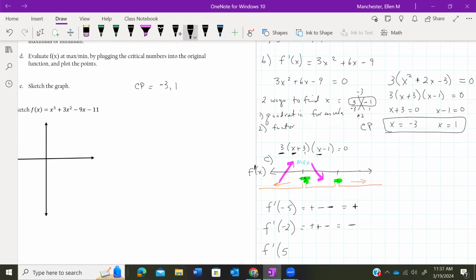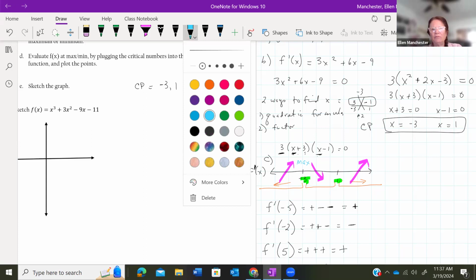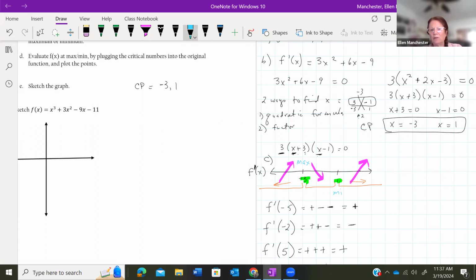5. Okay. And it really doesn't matter. I could have used 2, I could have used 200, it doesn't matter. That whole interval is going to do the same thing. So again, my 3 is positive. 5 plus 3 is positive, and 5 minus 1 is also positive. So that makes this one positive. So this is going to go up, which means I have a minimum here.